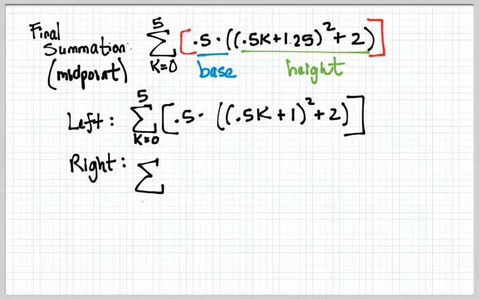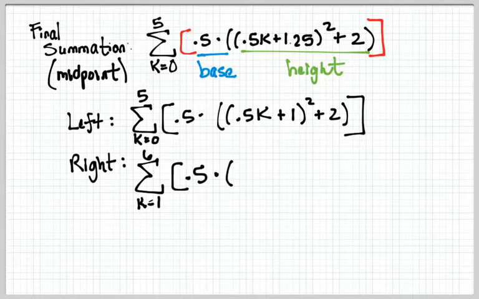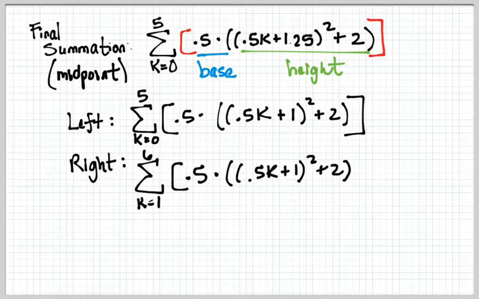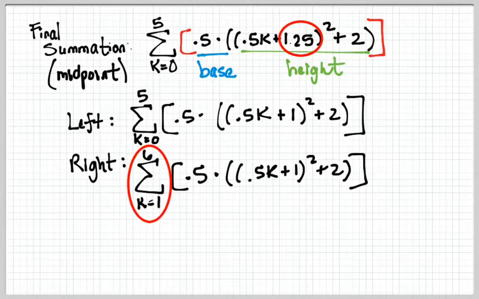Then for our right, we are going to shift it over 1. K equals 1, going to 6. 0.5 times 0.5k plus 1 squared plus 2. And we'll close this one off. So now we'll identify what's different. With the midpoint, the difference is right here in the 1.25. And then for right endpoint, since we're moving all the rectangles over 1, it will be in the lower and upper bound.